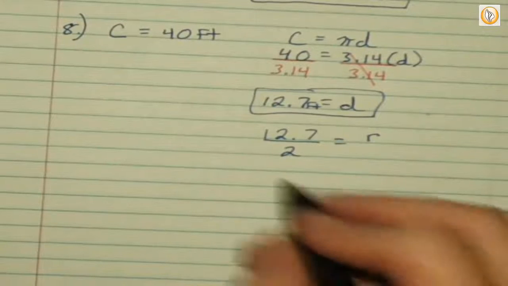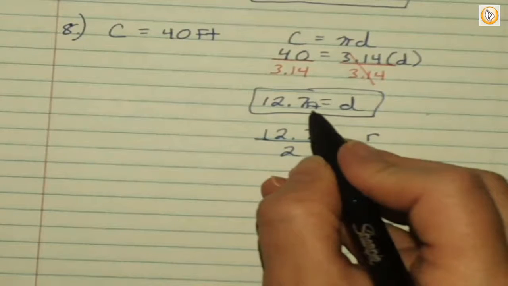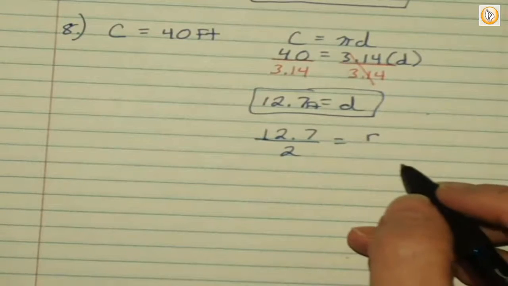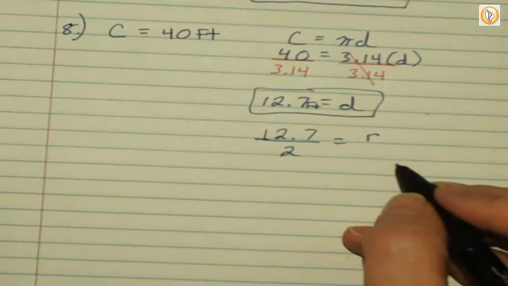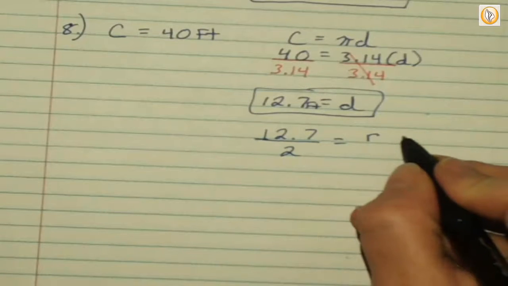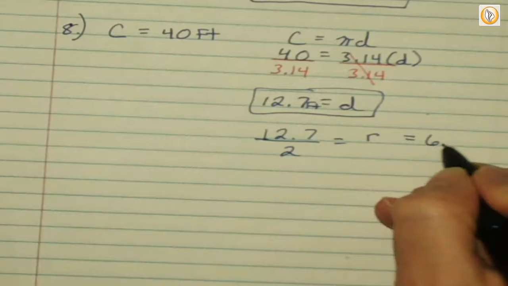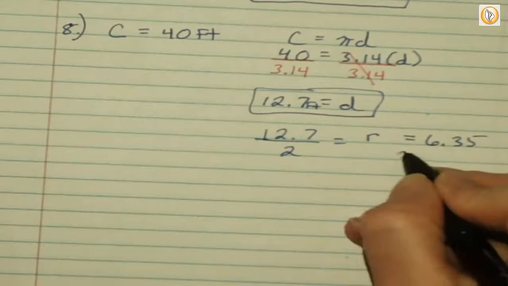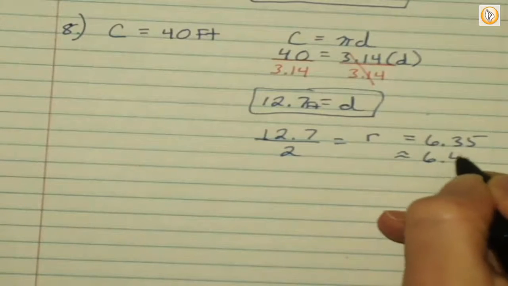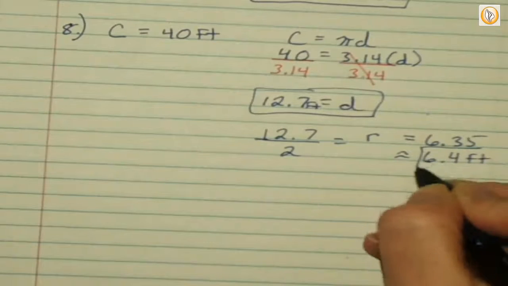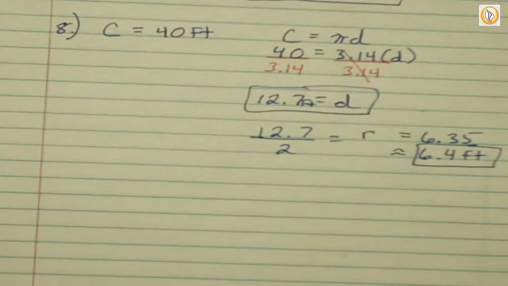12.7 is inches. No, feet. Oh, okay, that's an FT, sorry. And I got 6.35, and it says to round to the nearest tenth. 6.4. There you go. Good job. Y'all have questions about how he did that?